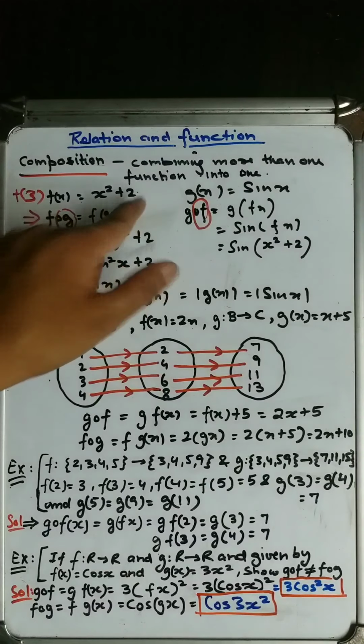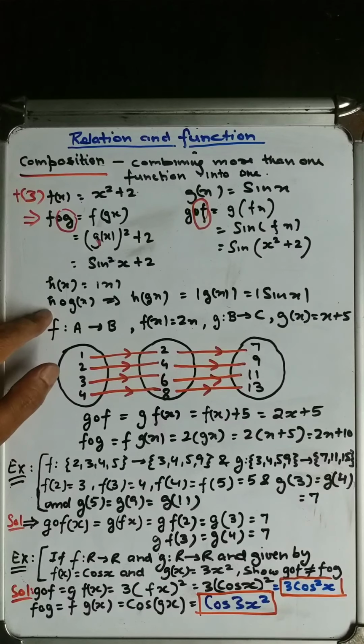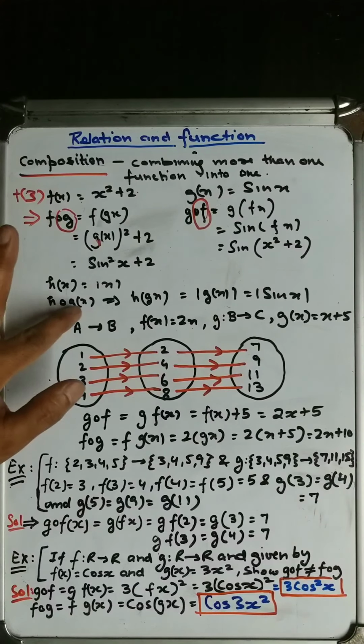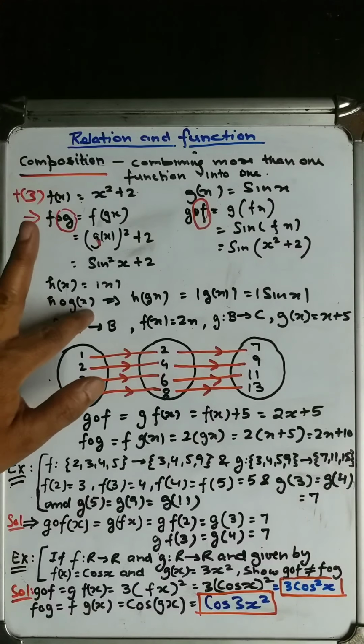Clear? Same way, h(x) is, suppose, mod x, another function. So if we are taking out the value of hog, h is the primary function and g becomes its domain. So first of all, we have to take this h as the main function. What is the value of this function? Mod of that domain. Domain is what? g(x) function. g(x) is sin x. So in place of this, write sin x.